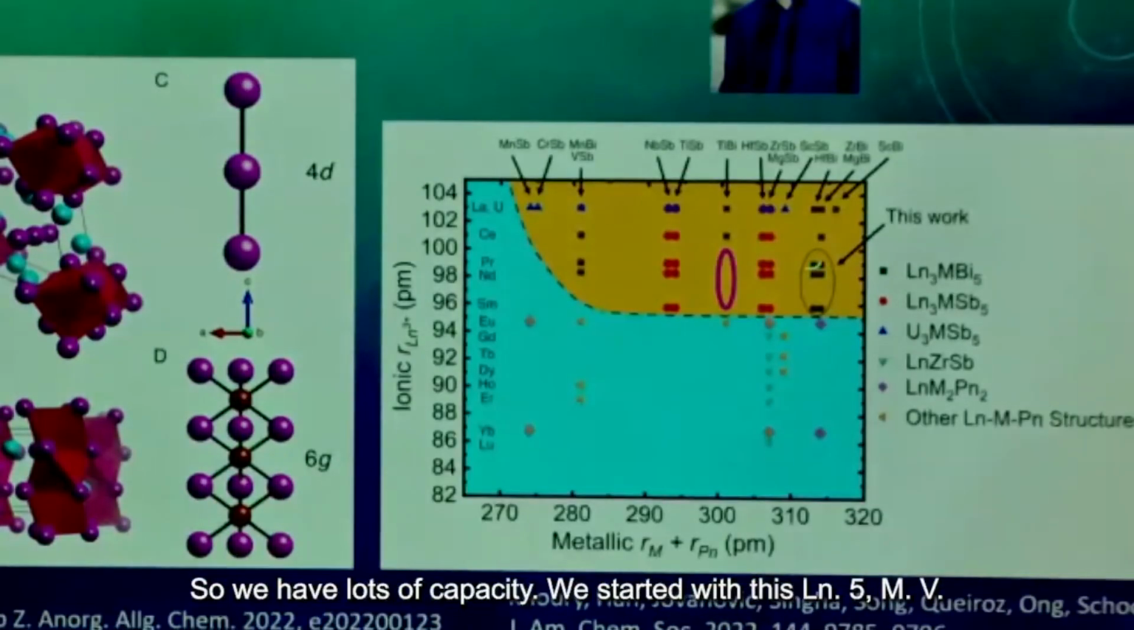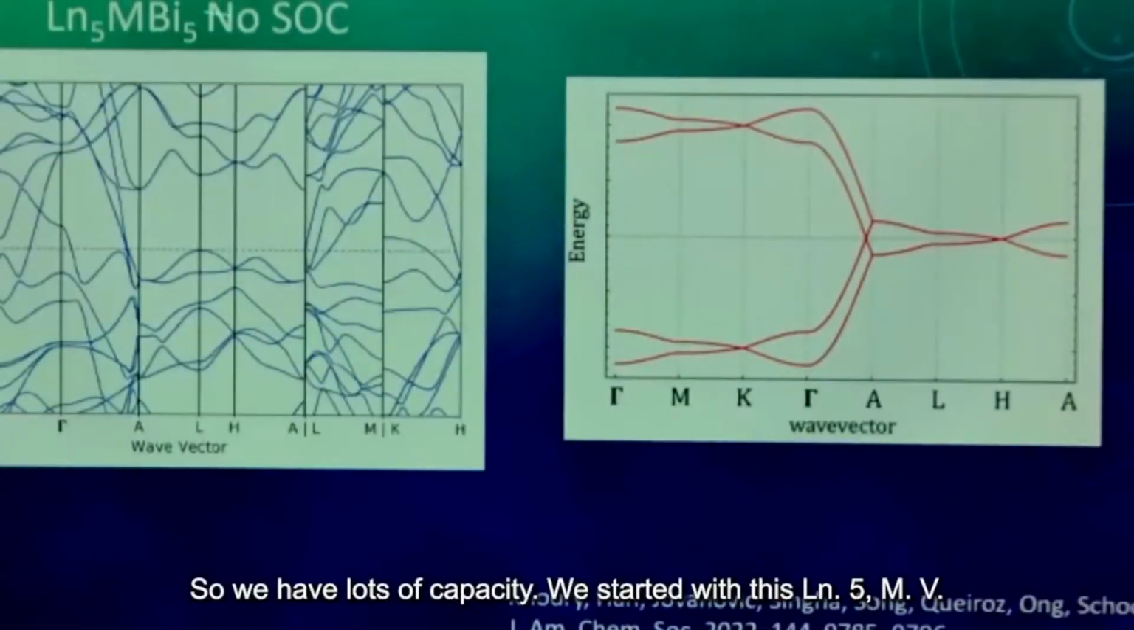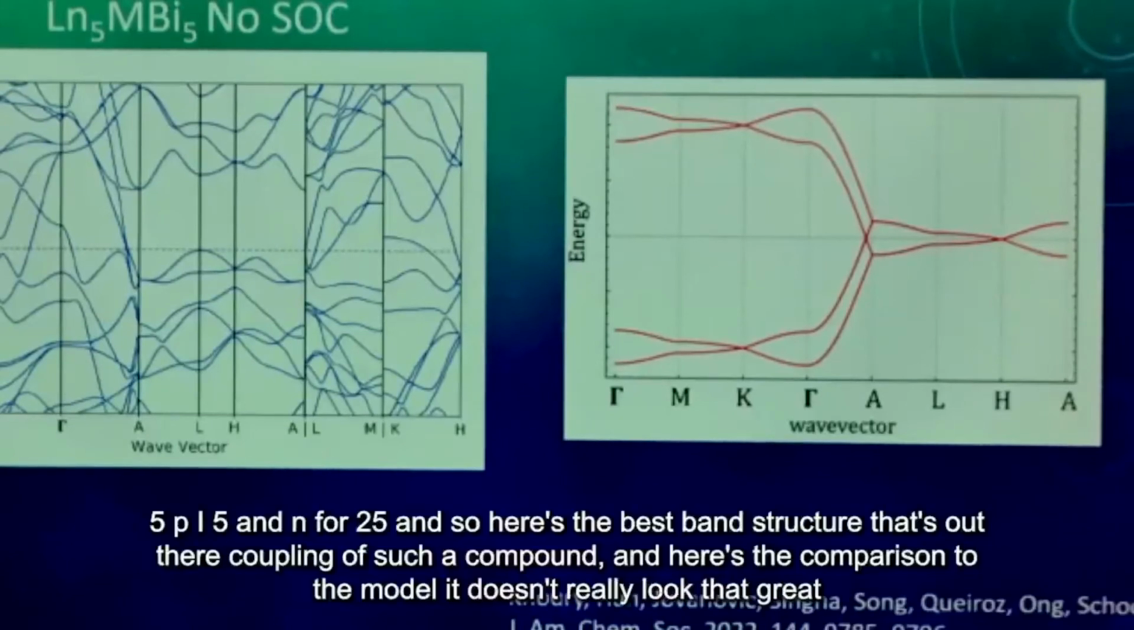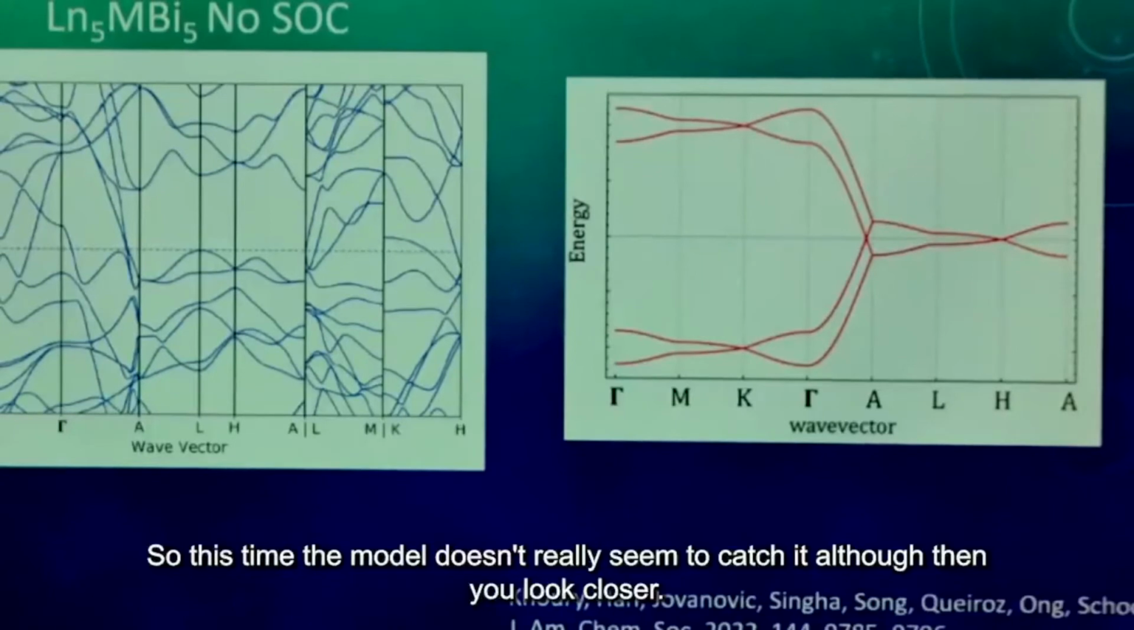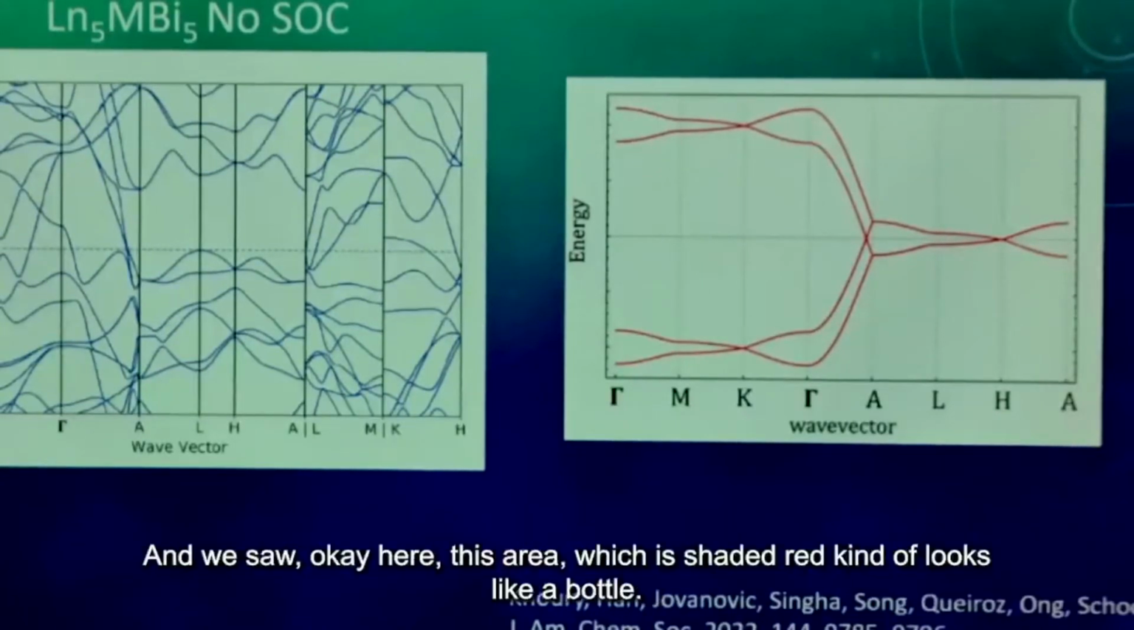Okay, so we have lots of compounds to study. We started with this LnMBi5-type compound. And here's a band structure without spin-orbit coupling of such a compound, and here's the comparison to the model. It doesn't really look that great, you know. So this time the model doesn't really seem to capture it.